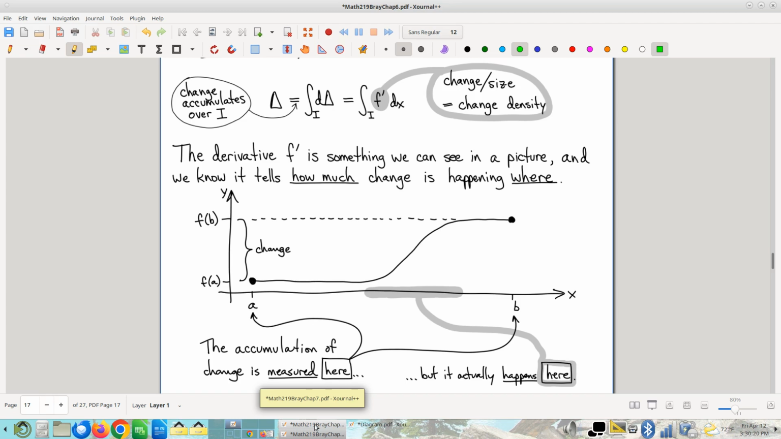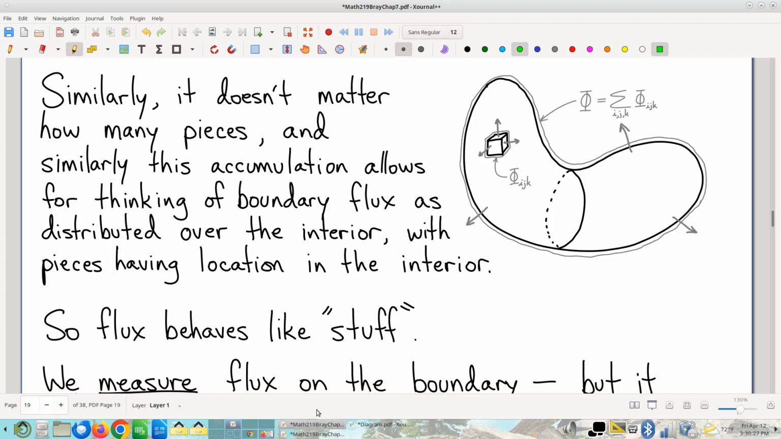It's happening in the interior, and I strongly encourage y'all to try to think about boundary flux in that same way. And again, geometrically, it's different. Geometrically, it's harder to see it in that sense. We don't have enough dimensions to be able to draw the graph, for example, of a three-dimensional vector field.